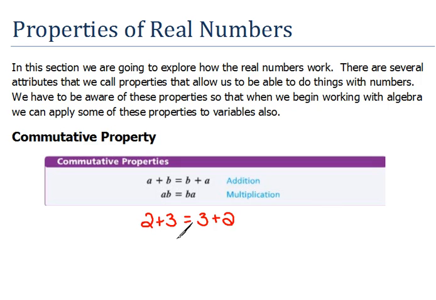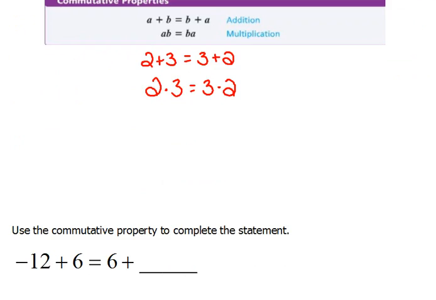That's the commutative property. For multiplication, it would be like saying something like 2 times 3 equals 3 times 2. Again, these would be the exact same thing. It doesn't matter what order we multiply in, our answer is the exact same thanks to the commutative property. All right, let's look at an example here.